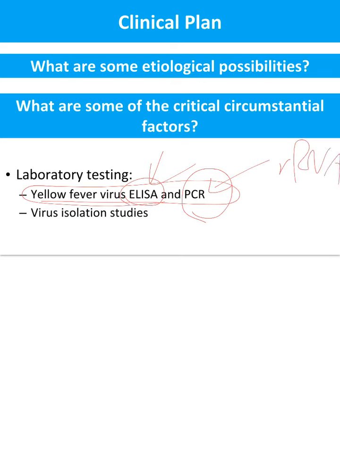You can also, if you wish, do viral isolation studies, meaning you send a vial of her blood to a clinical lab, and they'll try to actually grow out yellow fever virus.